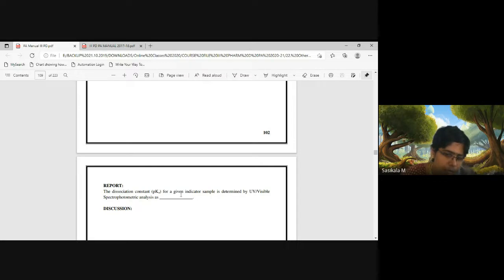What is the application of determination of pKa value, and what are examples of different pKa values of indicators? You need to write the discussion. Now let me share with you the old record readings that you can copy down, and you have to draw the graph and attach it. Just wait, let me share with you.